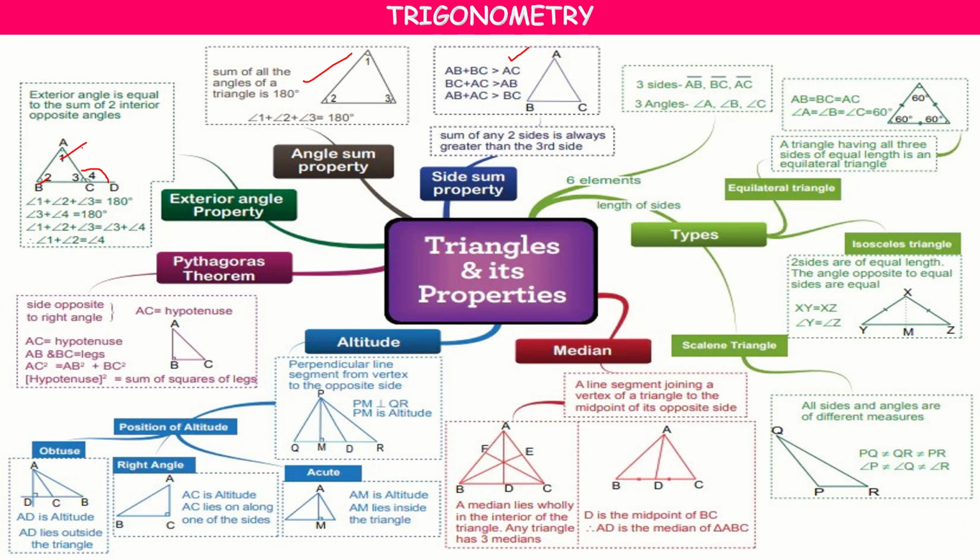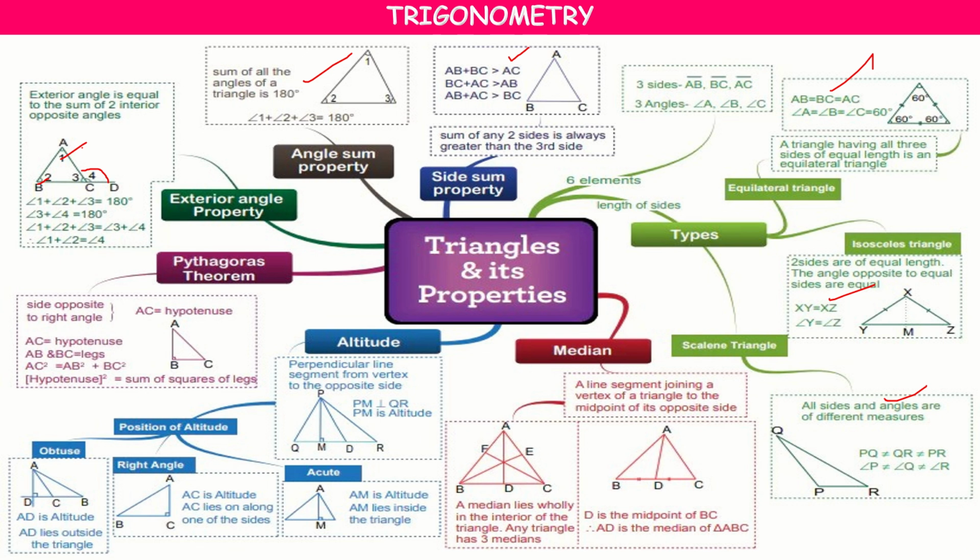AB plus BC, BC plus AC, AB plus AC. If we add any two sides, they must be greater than the third side. Then we can say the given measurements can form a triangle. Understand? Next, coming to here, you see here it is an equilateral triangle. All sides are equal, which means each angle will be 60 degrees. And this is an isosceles triangle, any two sides are equal. This is a scalene triangle, all sides are different in measure.